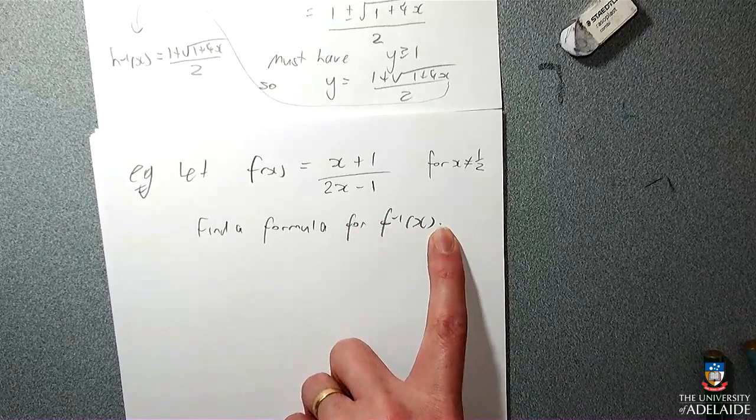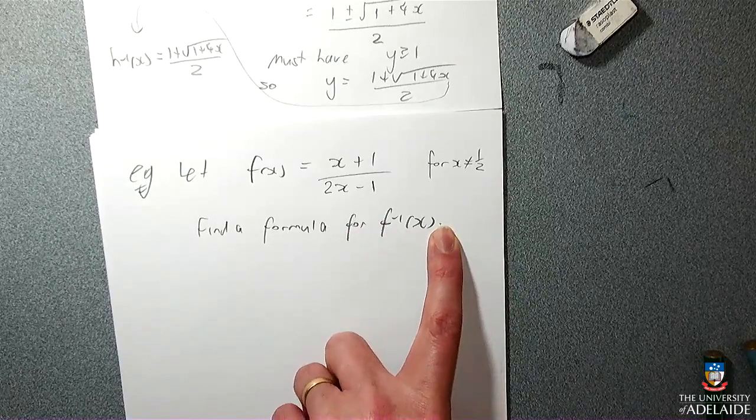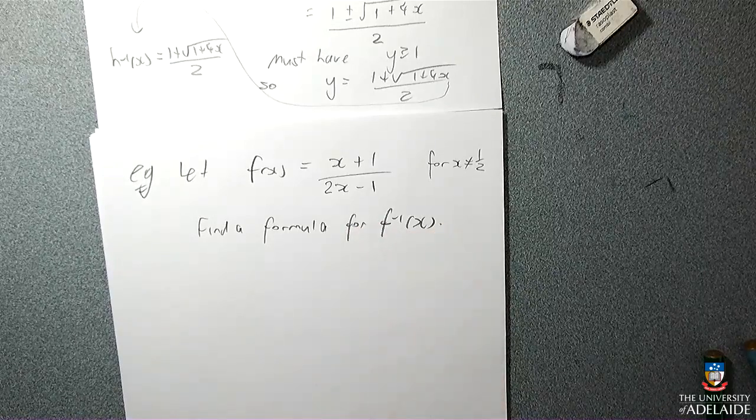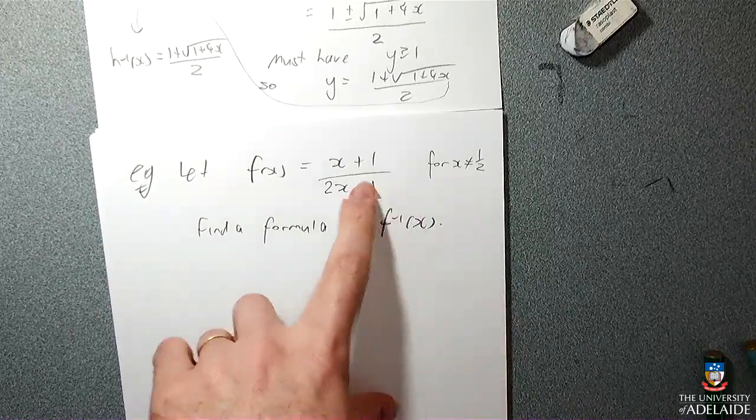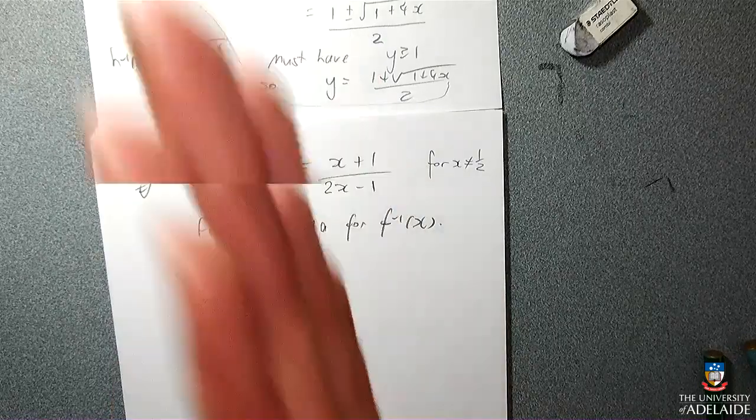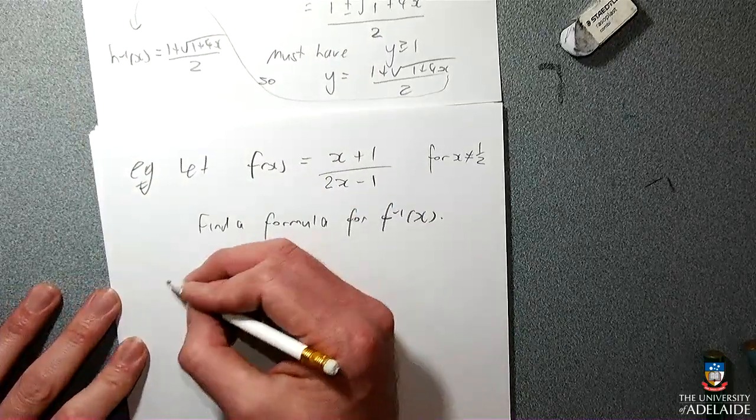So this function is totally going to be one-to-one. It certainly has a vertical asymptote when x is a half. So whenever the denominator is 0, there's a vertical asymptote there.